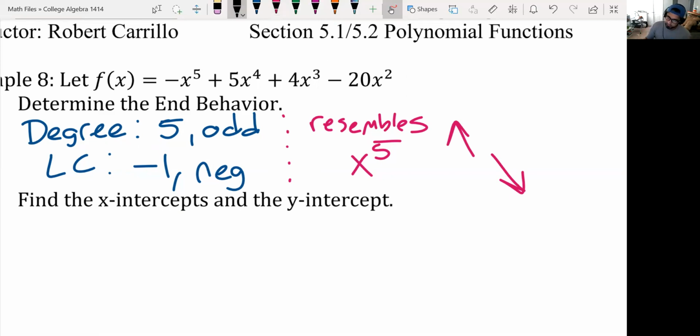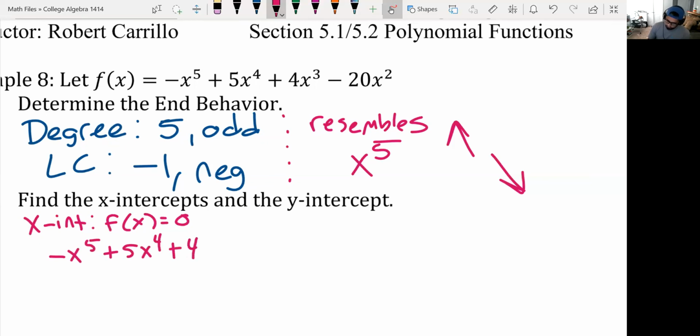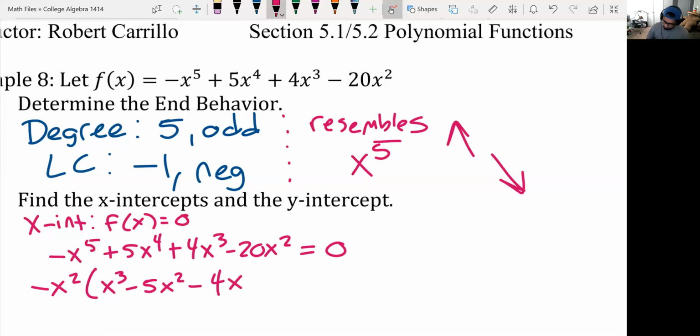X-intercept, Y-intercept. X-intercept is going to take some work because it's not factored. So we have to factor this. So for X-intercept, we know that you let f of x equal 0, and you get negative x to the fifth plus 5x to the fourth plus 4x cubed minus 20x squared equal to 0. You see you have an x to the fifth, an x to the fourth, an x cubed, and x squared. We can factor out an x squared. I'm going to take out a negative x squared, and I'll get x cubed minus 5x squared minus 4x plus 20.